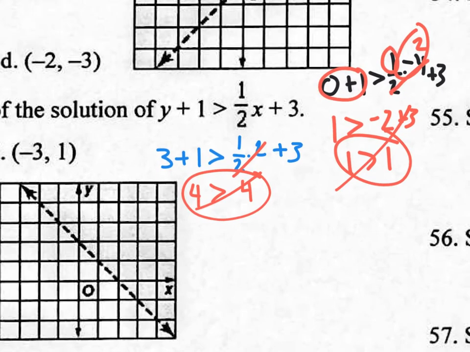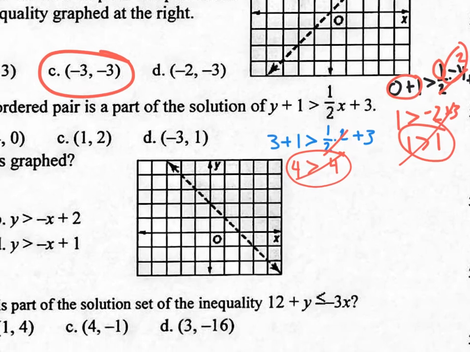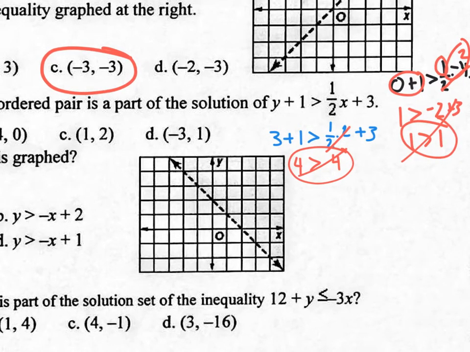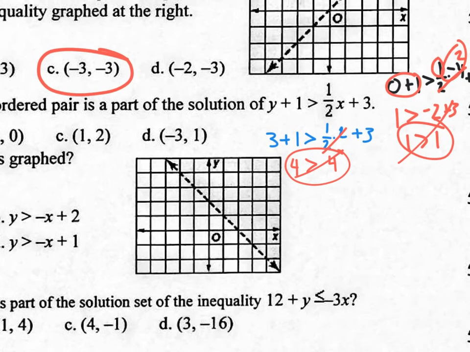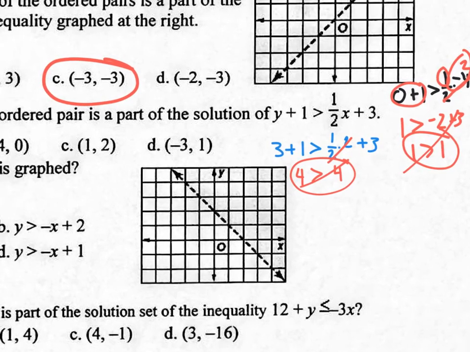So we need to test the next answer, which is (1, 2). Let me try to do this in my head here. If I plug in a 1 for x and a 2 for y, it'll say 3 is greater than 3.5, which is false also. So C did not work. Let me erase that. And D must be our final answer.